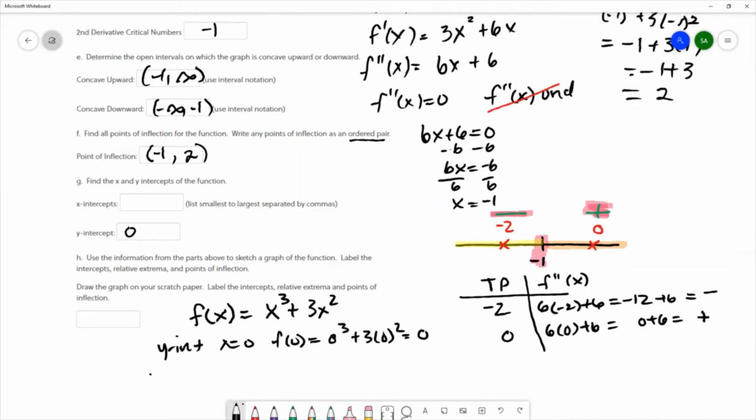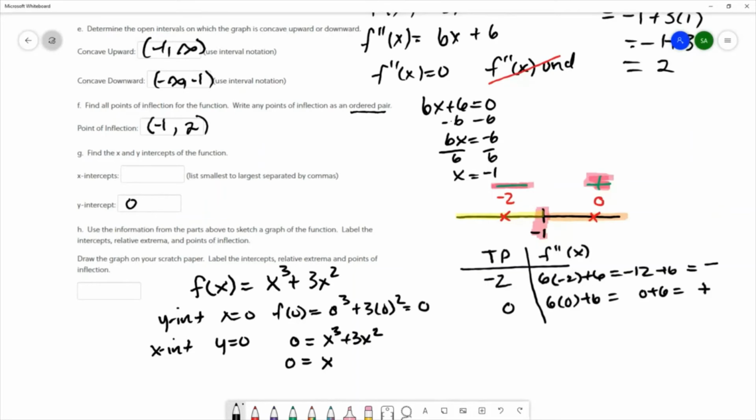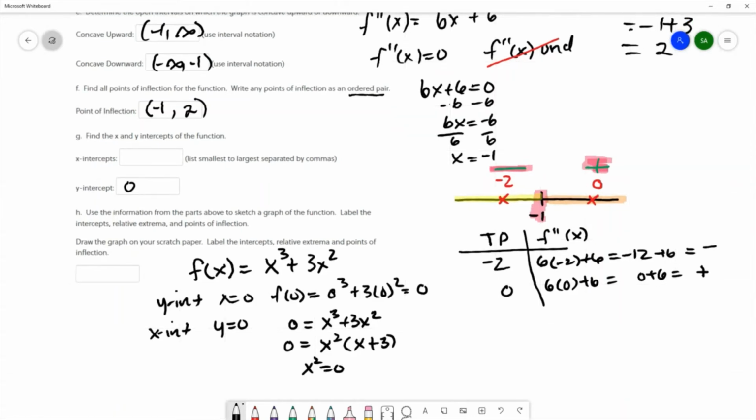And then looking for x-intercepts, you're going to let y equal 0. So we're setting our function equal to 0. 0 equals x cubed plus 3x squared. We can solve this by factoring out a common x squared, and that leaves me with x plus 3. I'll set each of these factors equal to 0. And that gives me solutions of x equals 0 and x equals -3. So for my x-intercepts, I have -3 and 0. I'm listing them from smallest to largest, separated by commas.